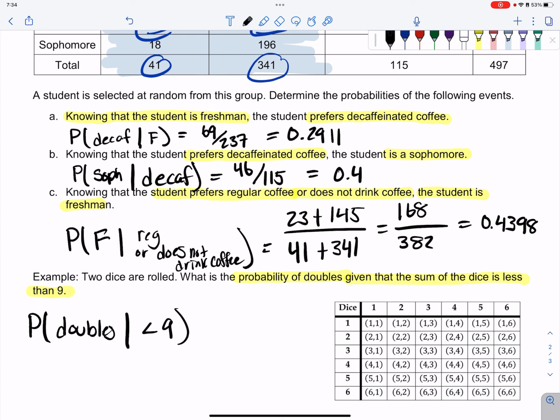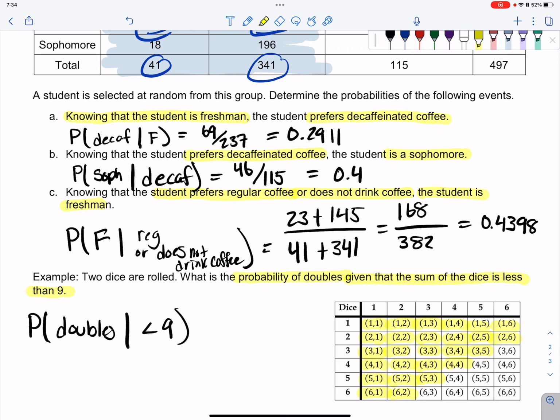So the first thing that I'm going to do is figure out what my new sample space is. My sample space is only the 2 dice that add up to being less than 9. So let's highlight that on this dice table on the right. So 1 and 1, if we add those together, that's less than 9. 2 and 1, those add up to 3. We have our dice that add up to 4. The ones that add up to 5, 6, 7, and 8.